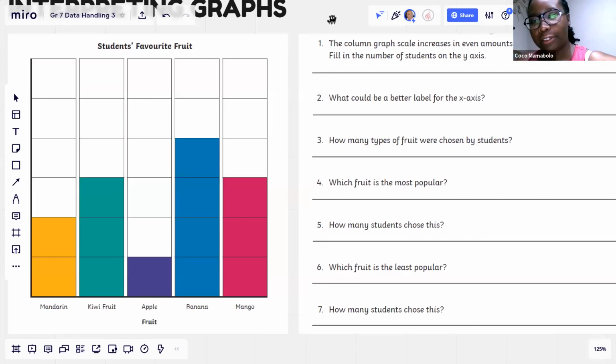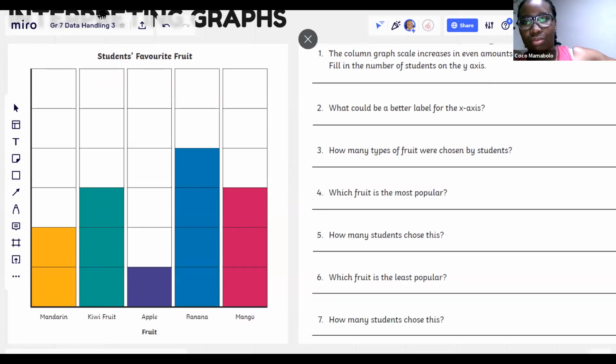No, okay, let's read question one together because I think it's a little bit confusing if you guys don't understand what you're looking for. Okay, so the question says, the column graph scale increases in even amounts. So what is an even number? What number are we looking for? What are even numbers? 2, 4, 6, 8, 10. Yes, exactly. 2, 4, 6, 8, 10.